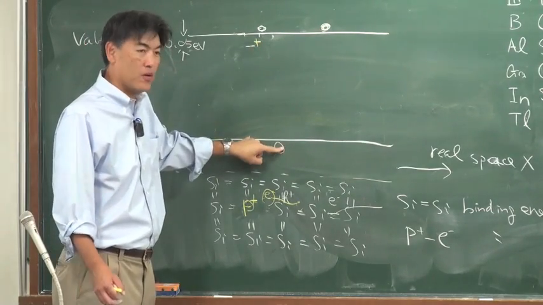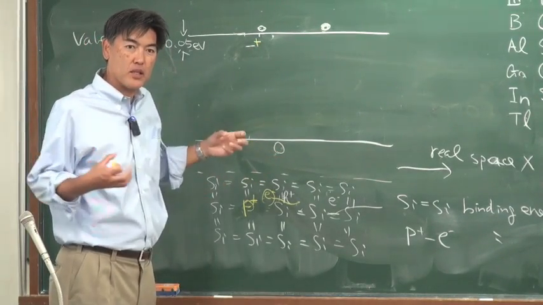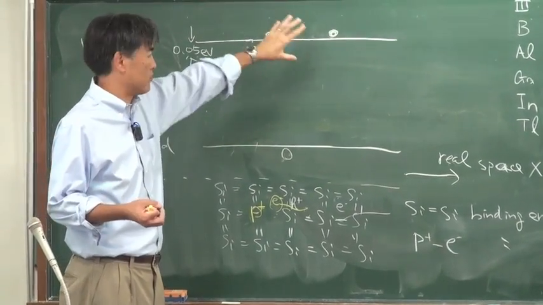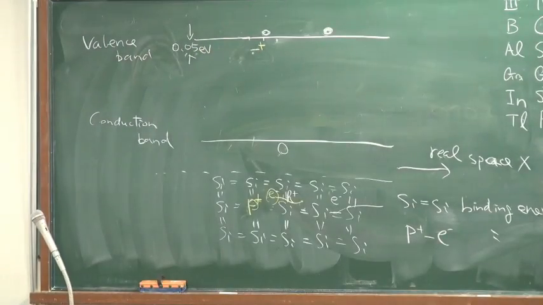Well, this electron and hole were created by breaking silicon bonds. And here, this electron is provided from phosphorus. And they're freely moving. Okay?